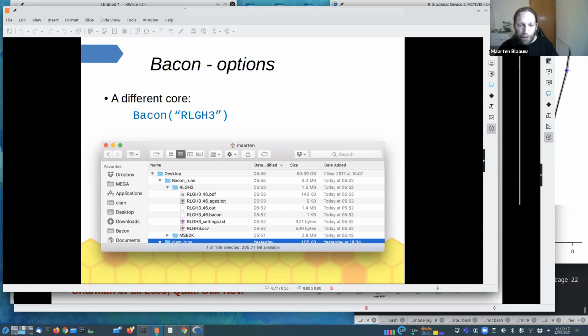What Bayesian will then do is look for a folder in the Bayesian runs umbrella folder. It will look for a folder RLGH3, and within that folder it expects to find a CSV file, a comma separated values file, with the exact same base name as the folder name. It will then read that file, expect to find the dates in it, and produce the age model. That's the approach Bayesian uses, so you have to be quite particular in getting the naming exactly right. Otherwise, Bayesian will not find the ages and no output will be given.